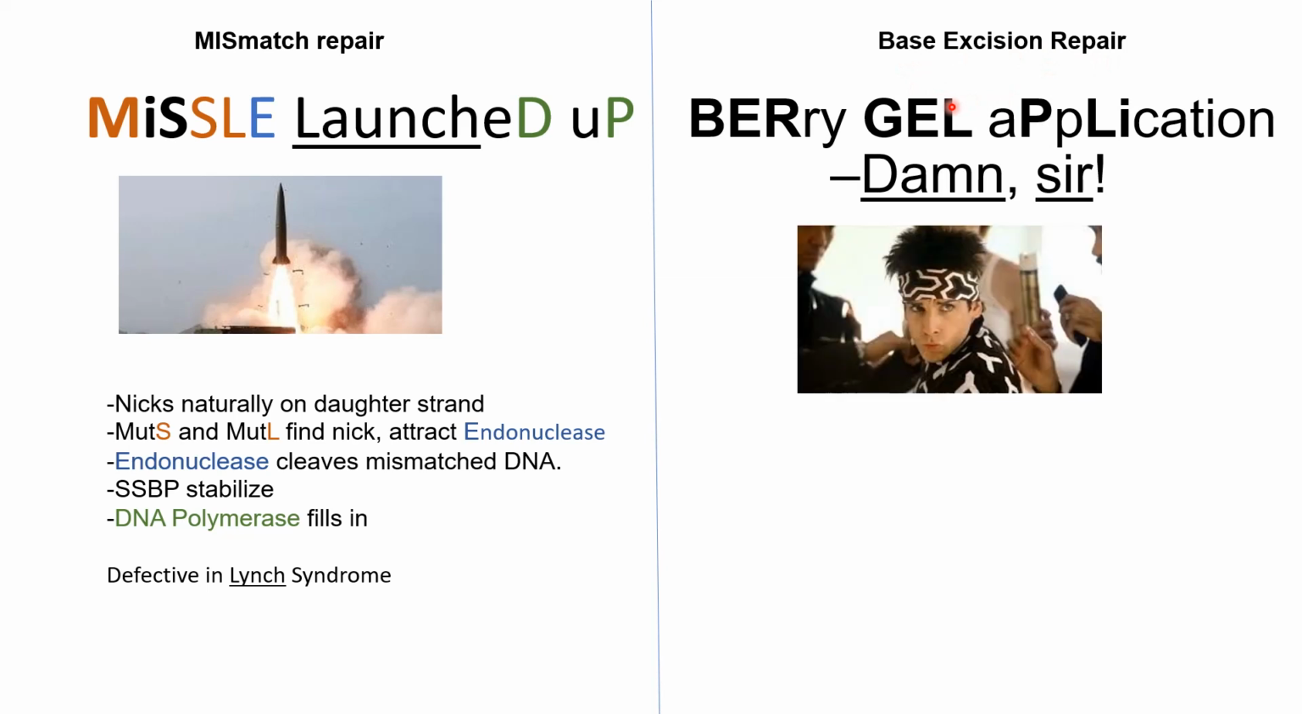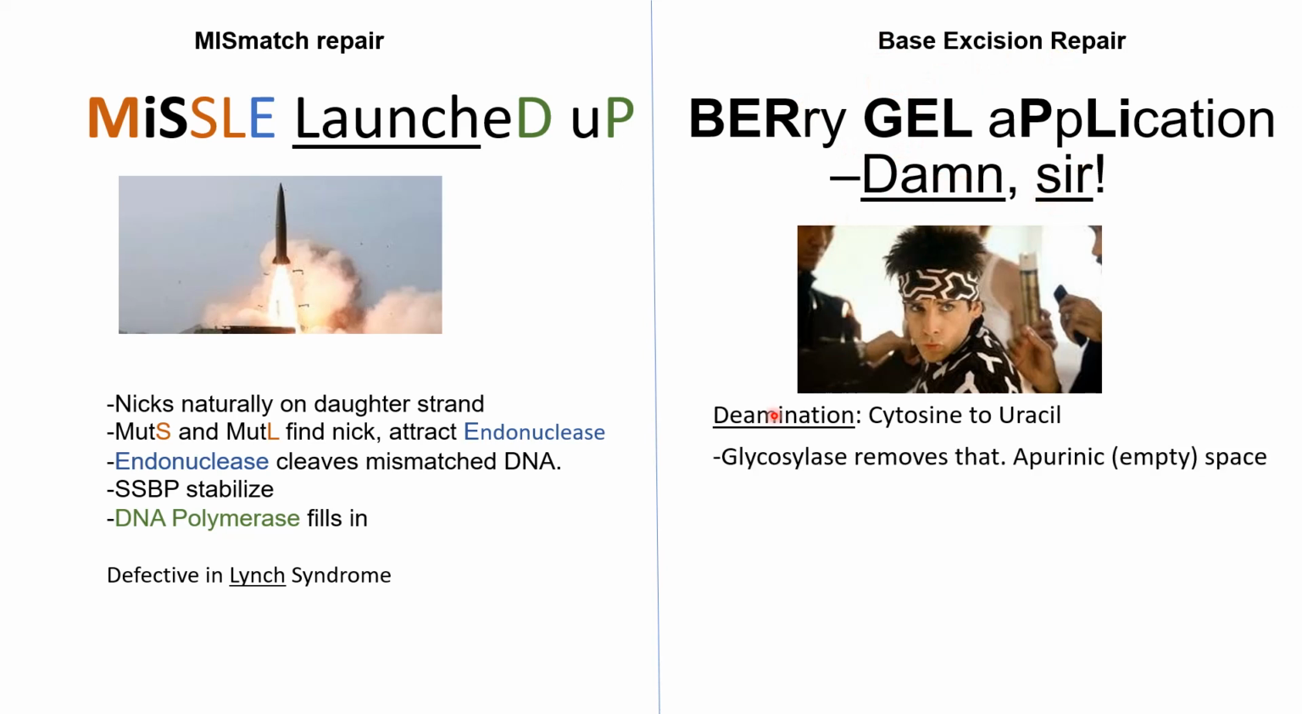This only makes sense with the picture. It's Zoolander. So berry gel application, DAMSER. So like hair gel, right? BER, base excision repair. DAMSER stands for deamination and cancer. So deamination being where your cytosine in your DNA gets changed into uracil because you lose an amine group.